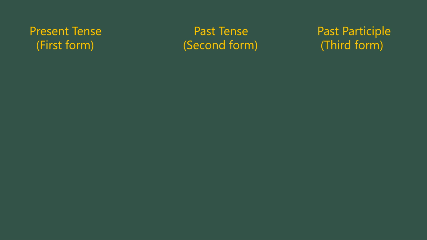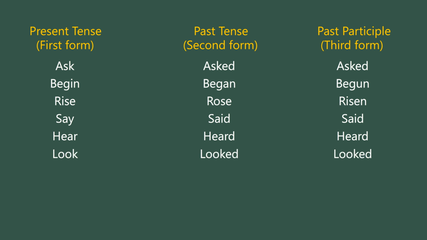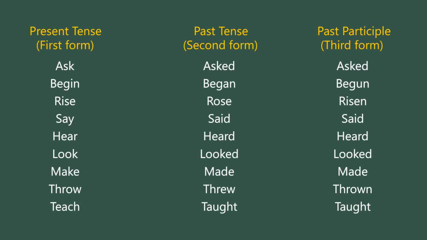Present tense, first form. Past tense, second form. Past participle, third form. Ask, asked, asked. Begin, began, begun. Rise, rose, risen. Say, said, said. Hear, heard, heard. Look, looked, looked. Make, made, made. Throw, threw, thrown. Teach, taught, taught.